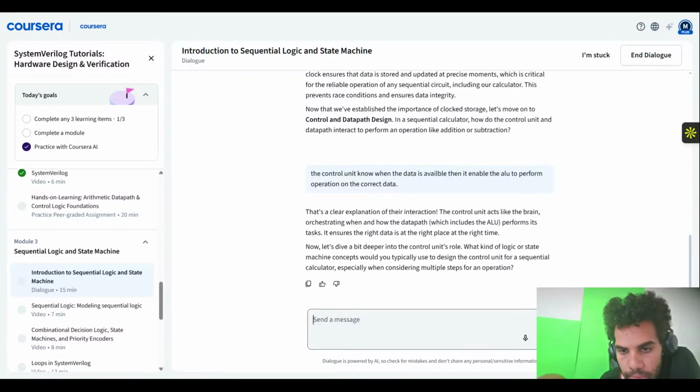That's a clear explanation of their interaction. The control unit acts like the brain, orchestrating when and how the data passes, and when the data path performs its task. It ensures the right data is at the right place at the right time. Now let's dive a bit deeper into the control unit's role. What kind of logic or state machine concept would you typically use to design the control unit?